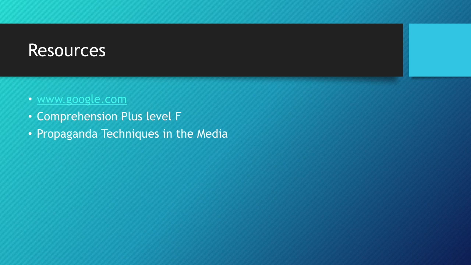Propaganda techniques and reading. Propaganda techniques and reading. Authors use them to persuade you.